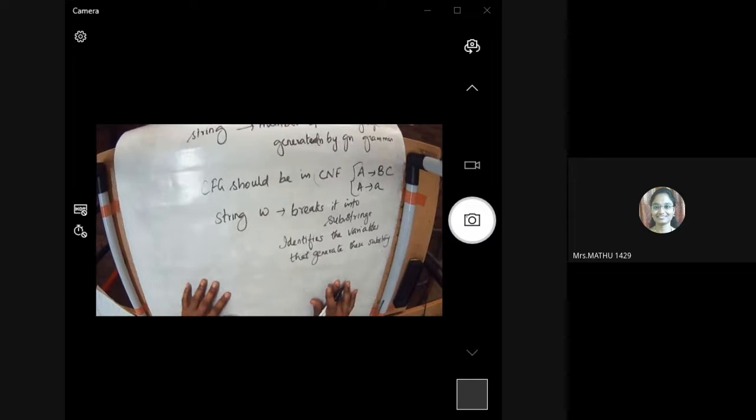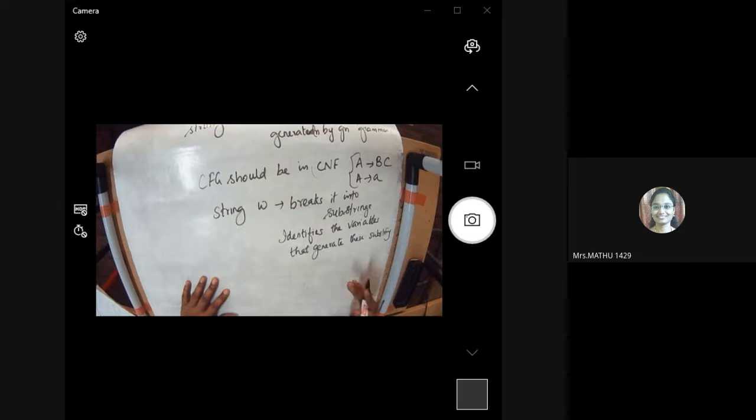I'll tell you with an example. When a grammar is given, you definitely know that a grammar is defined by V, T, S, P, right? So you have a set of variables. When a string is given, it is divided into substrings of various length. First it is divided into one length substrings, then two length, three length, four length, up to the number of elements present in the string, based on the length of the string.